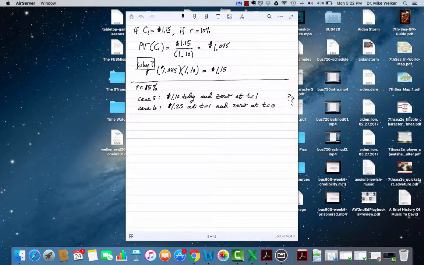And so we're going to look at the present value of case 5. It's very straightforward. It's the present value of cash in time period 0, which is $1.10. I don't discount it. The present value of $1 received today is $1, so $1.10 is $1.10. What's the present value of case 6? It's $1.25 received in time period 1, discounted by the interest rate, which is 15%.